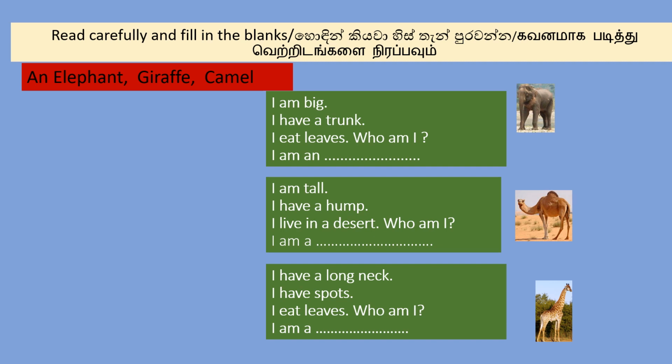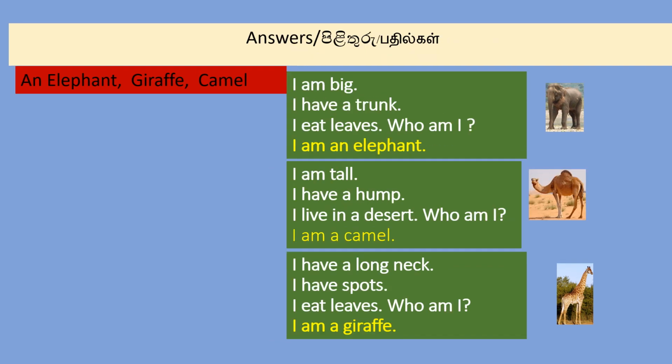I am tall. I have a hump. I live in a desert. Who am I? I am a. I have a long neck. I have spots. I eat leaves. Who am I? I am a.